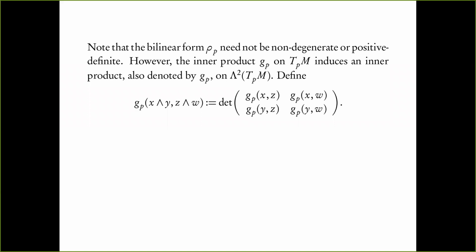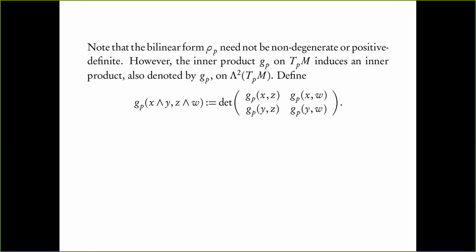So this is a pairing on wedge 2 of T_pM. Is it bilinear? Well, it is bilinear for obvious reasons. If you scale X wedge Y by lambda, either lambda goes to X or lambda goes to Y, but that means one of the rows gets scaled by lambda, so lambda comes out. If I scale Z or W by mu, one of the columns gets scaled by mu, so the mu comes out. So this is bilinear.